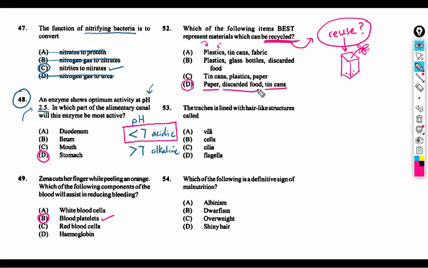You can throw carrot peels and whatnot and take them into your garden, where they can be broken down in a compost heap, right? So the best answer there is D. Okay? Right. Number 53. The answer is cilia.